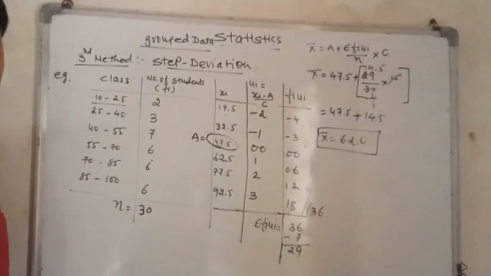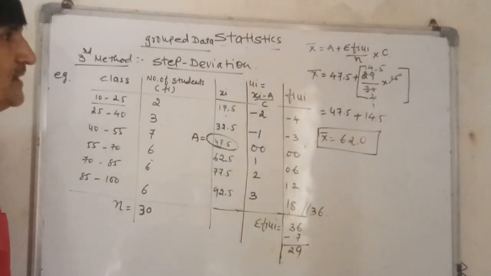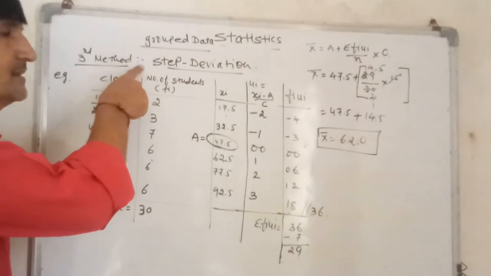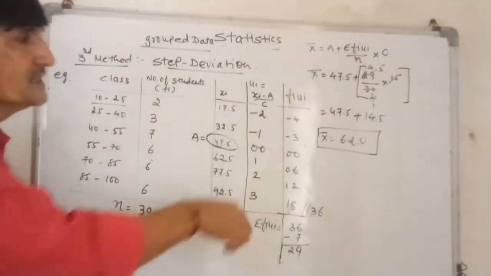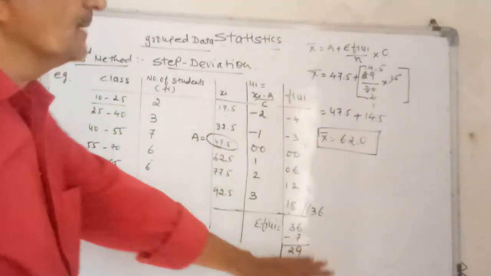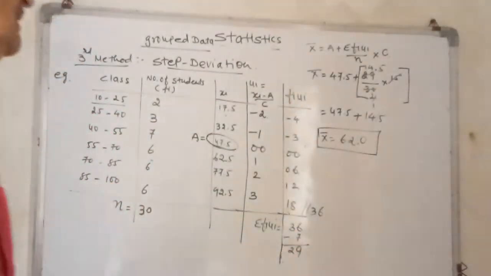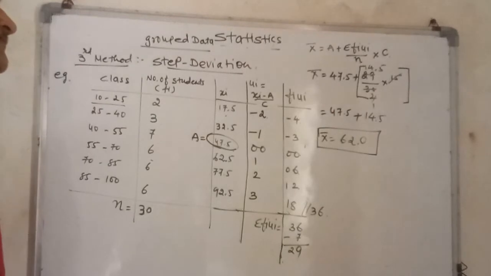Okay, so this is the last method, the step deviation method. And if it is not given in your question during the exam to solve the problem by a particular method, then try to use this method. It is very easy. This calculation ultimately becomes very small. So this is the third method, step deviation.